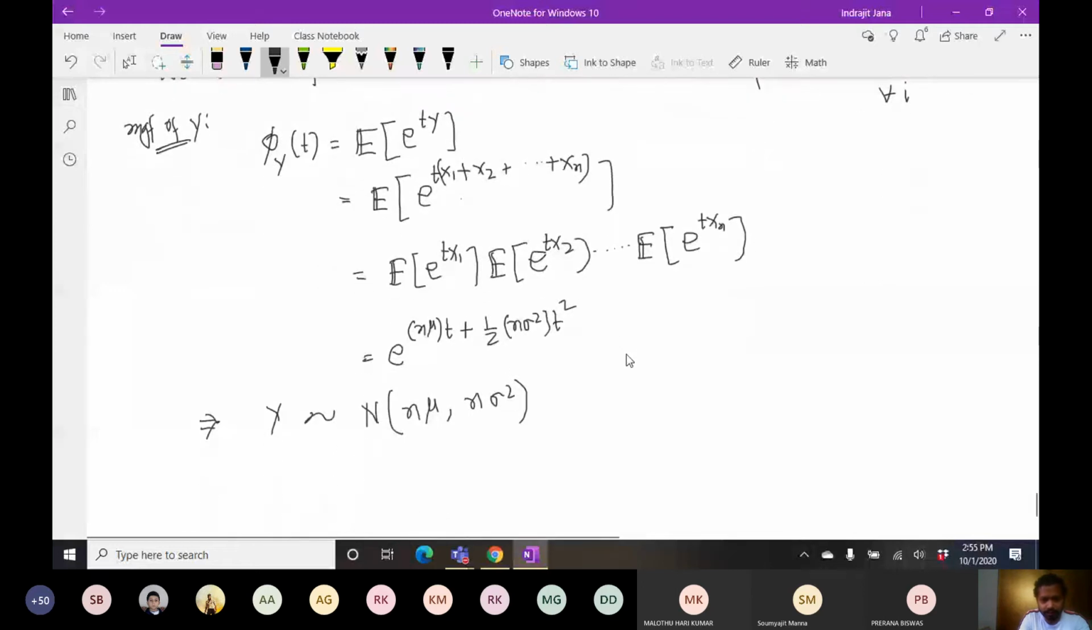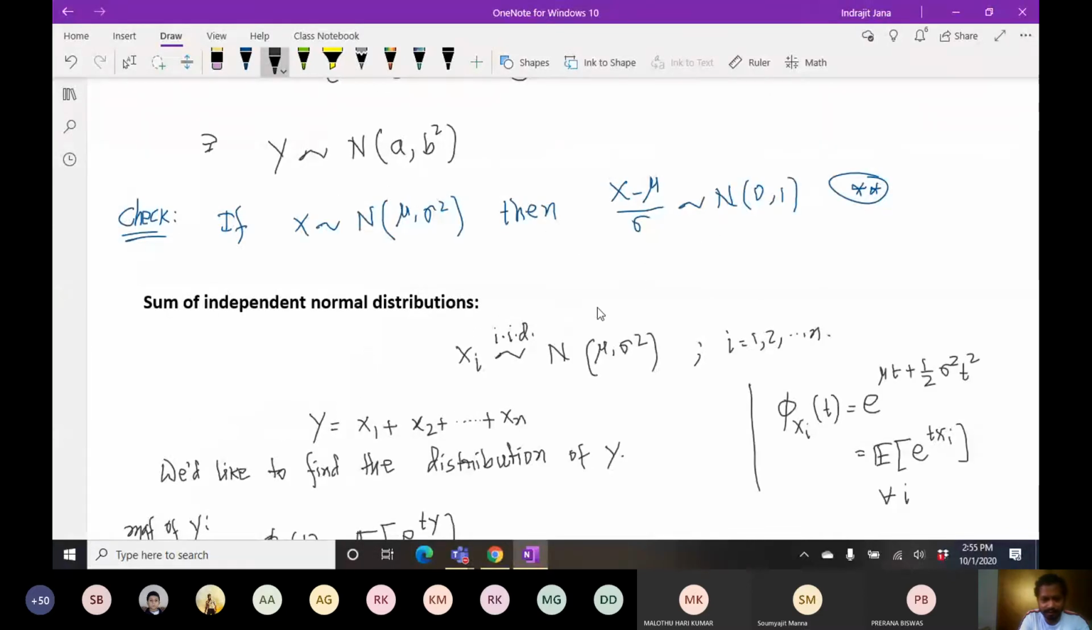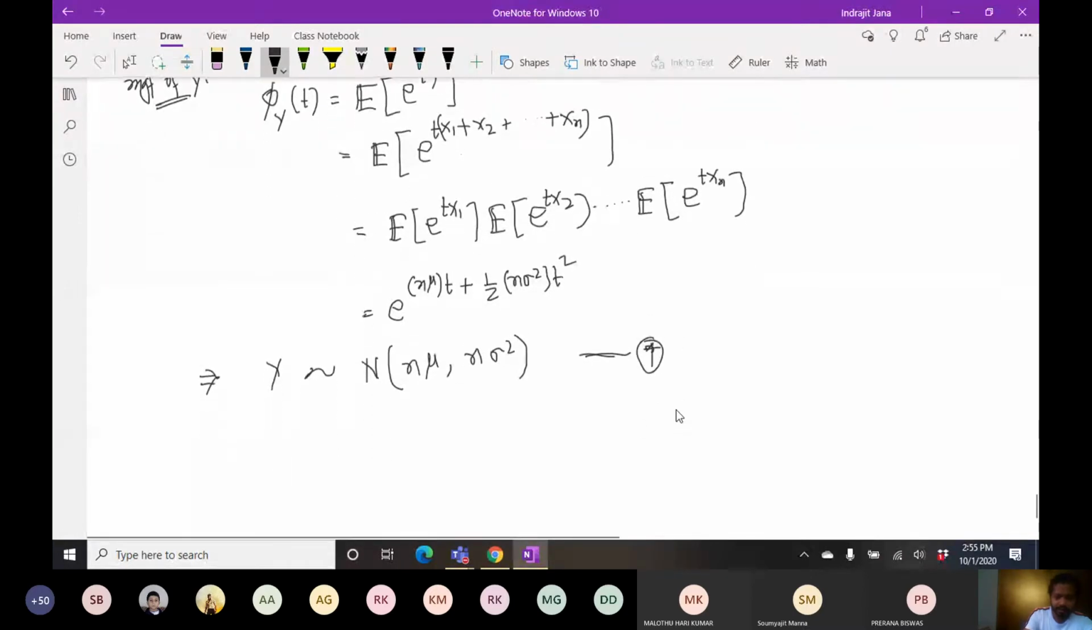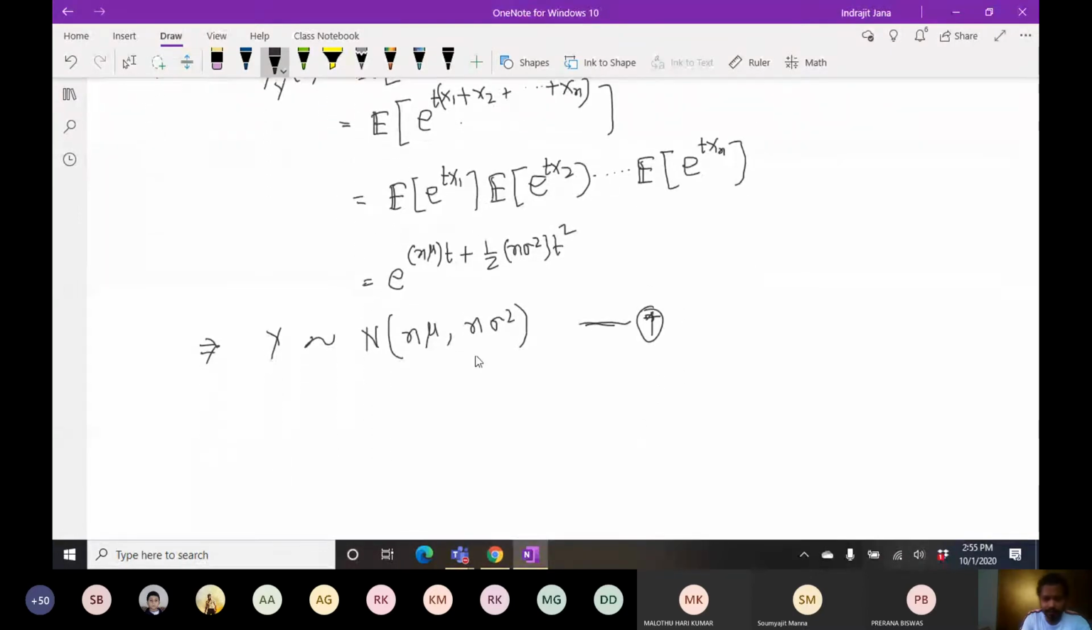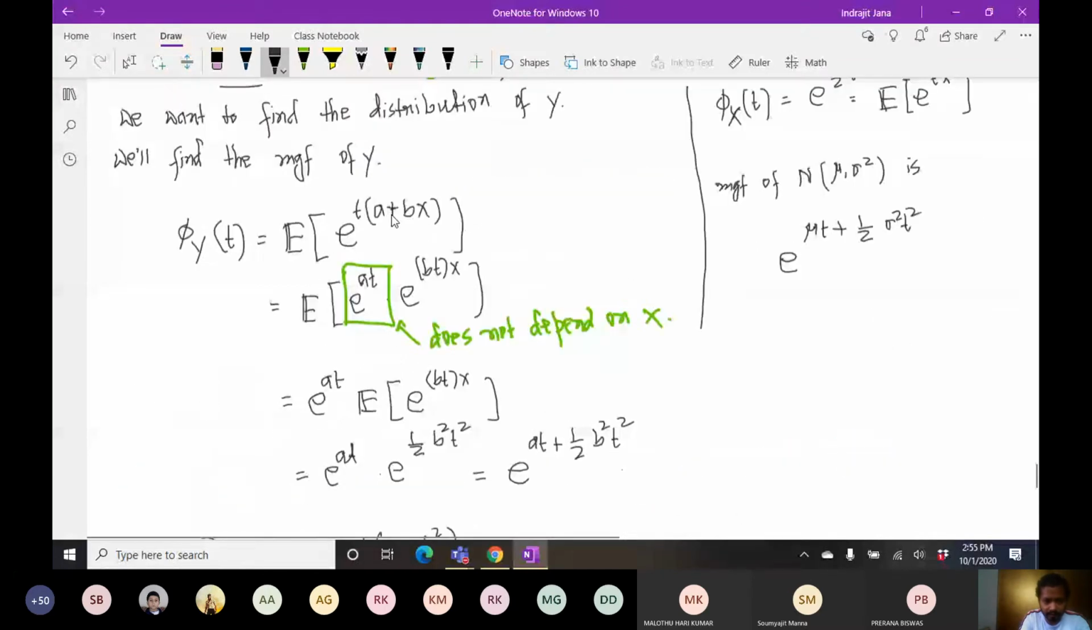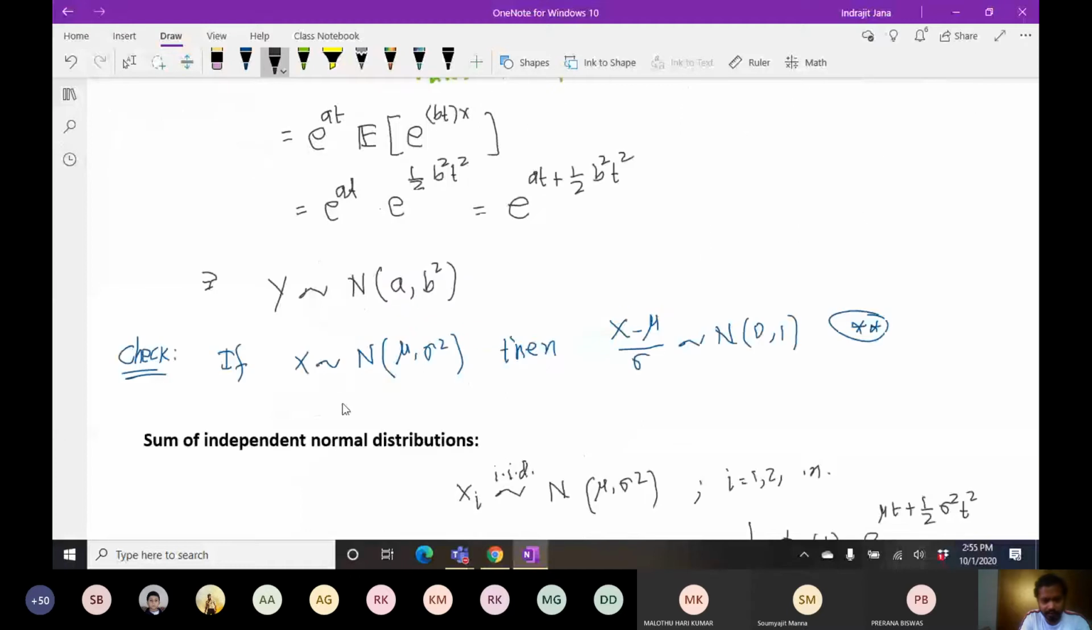Now, if you combine these two starred equations, we will see some interesting fact here. From the scaling and shifting of normal distribution, I told you to check that. You can check it later.